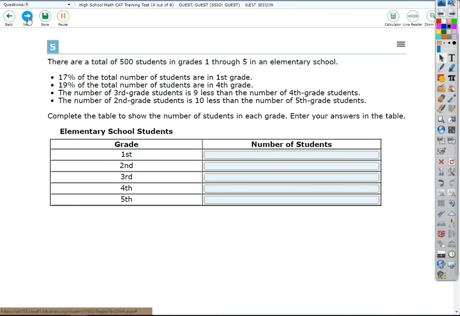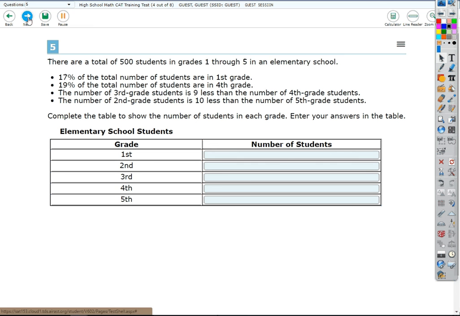So there's a total of 500 students in grades 1 through 5. It says 17% of the total number of students are in 1st grade. Well, how do I do that? How do I find 17% of 500? Okay, you're just going to multiply. Whenever you're taking a percentage of something, you're just multiplying, right? You're multiplying by the decimal, not the percent.